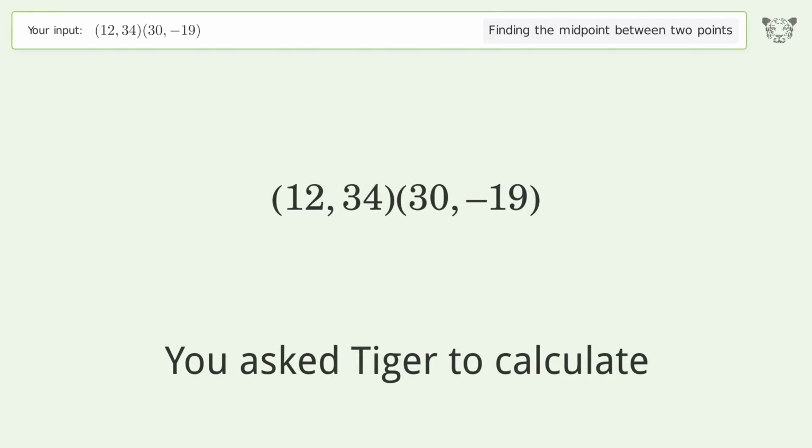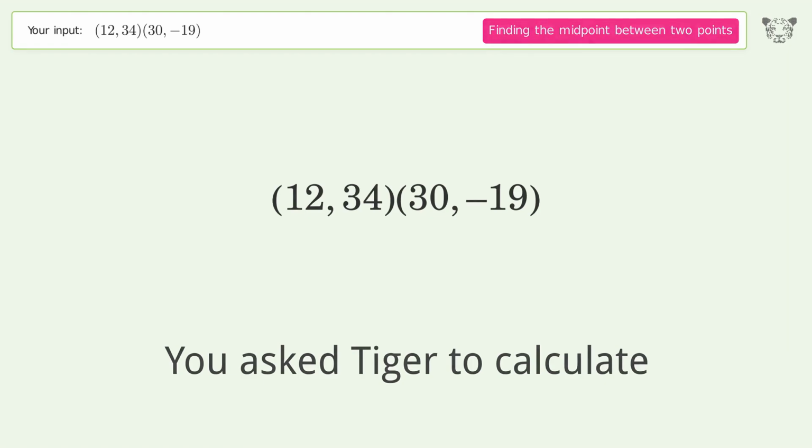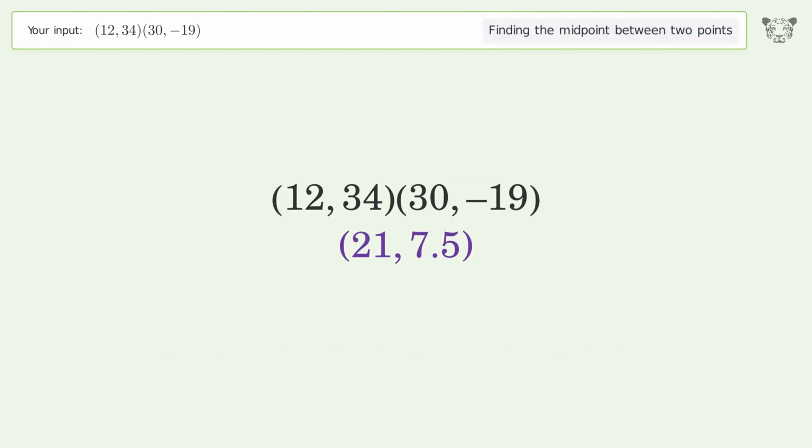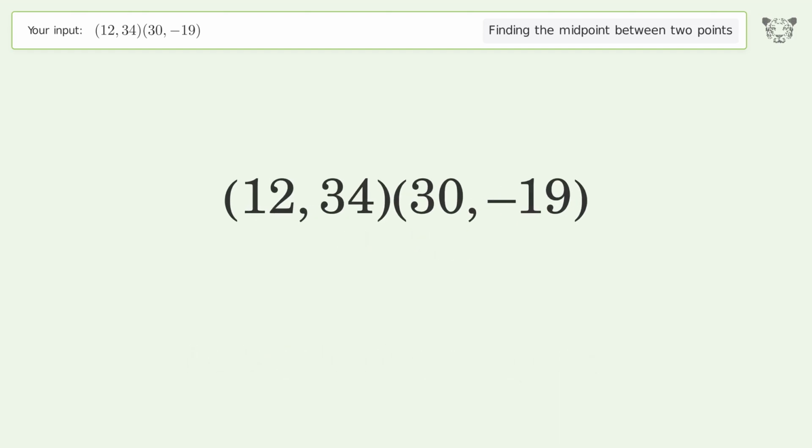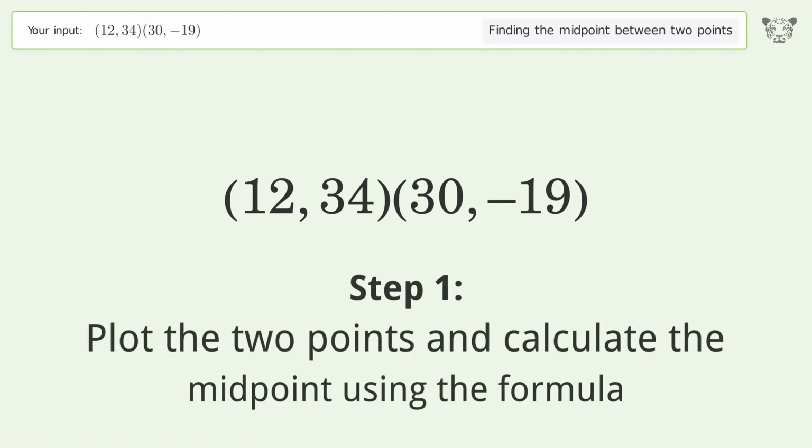You ask Tiger to calculate. This deals with finding the midpoint between 2 points. The midpoint between the 2 points is 21, 7.5. Let's solve it step by step. Plot the 2 points and calculate the midpoint using the formula.